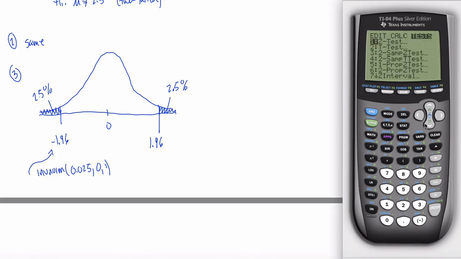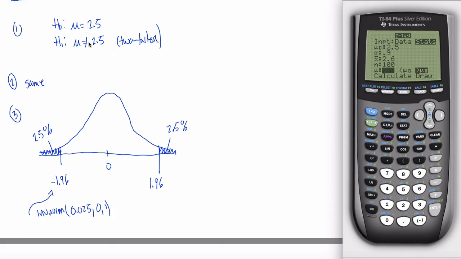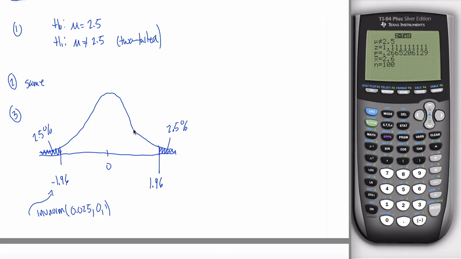Stat, tests, z-test. I tell my calculator I have statistics. Mu naught is still 2.5, 0.9. All this is the exact same. The first thing that changes is this line. This is my claim. Now my alternative hypothesis is that mu does not equal mu naught. So I'll select the first thing and hit calculate. What you'll see is it leaves the test statistic alone. Z equals 1.11 again in this example. So that's going to show up somewhere in here.